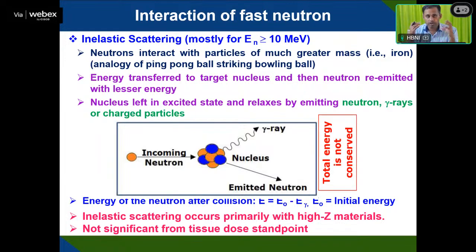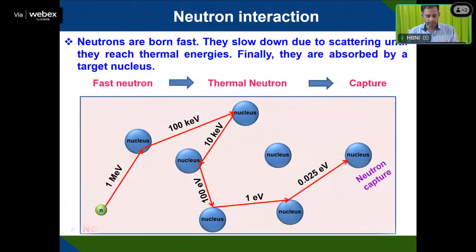So the neutron will be absorbed by this nucleus, and then it will emit the neutron, and in addition a gamma ray. The energy is transferred to the target nucleus, so the nucleus goes to an excited state, and then the emission will occur. The nucleus is left in an excited state, and by relaxing, a gamma ray will be produced. This inelastic scattering primarily occurs in high Z materials.